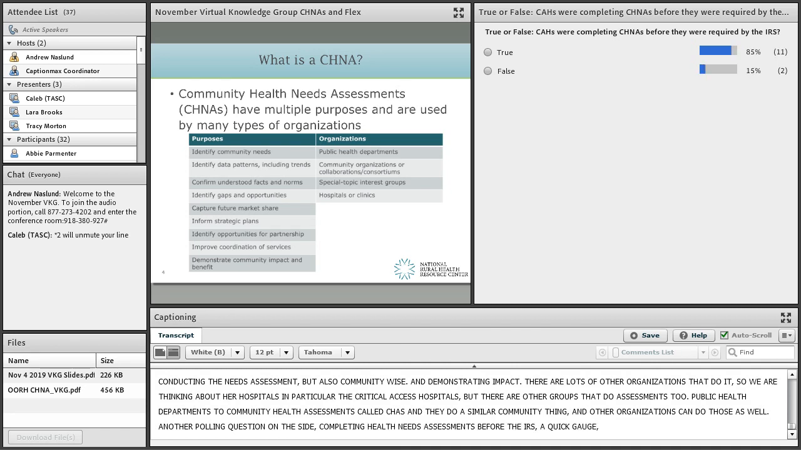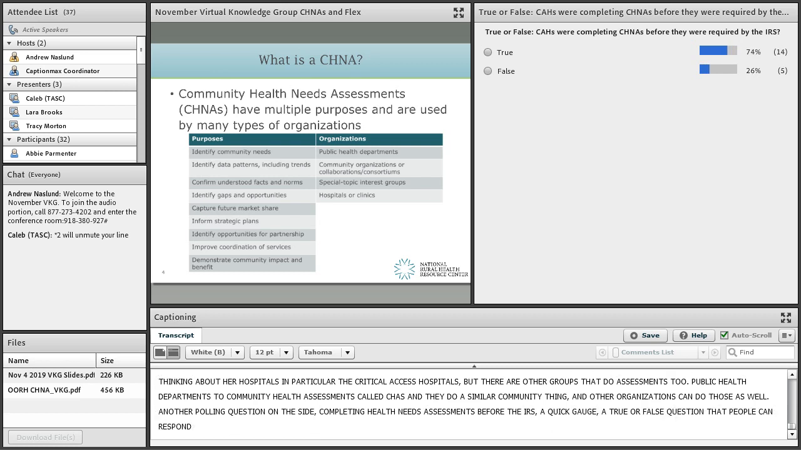So again, another polling question on the side. CAHs were completing community health needs assessments before they were required by the IRS. Just a quick gauge, a true or false question there for folks to respond to.